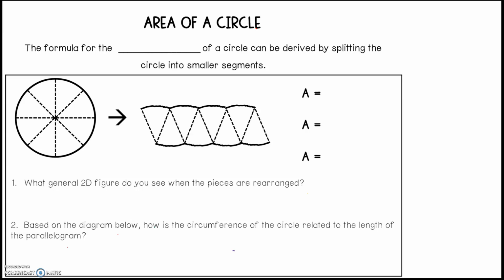Okay, I'm going to break this video into two parts. I'll go through the basics here and then I'll do the sample problems in the second part. Okay, area of a circle.